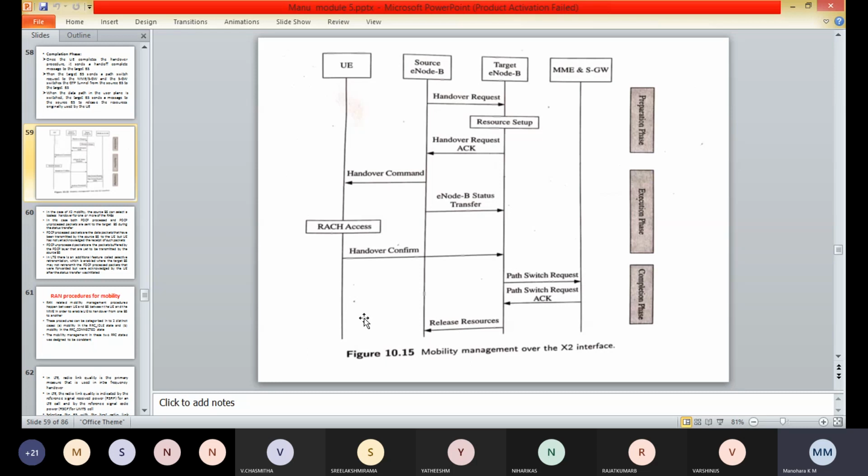Here we mainly have three phases: the preparation phase, the execution phase, as well as the completion phase. In the preparation phase, once the handover decision has been made by the source E node B, it will send the handover request message to the target E node B.